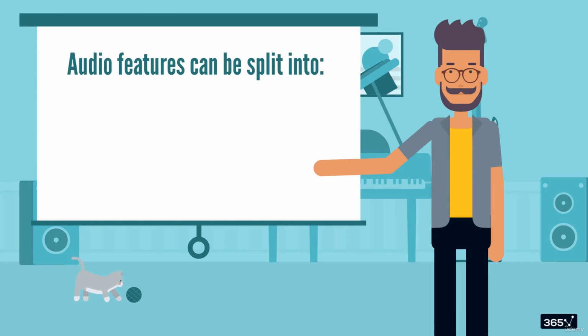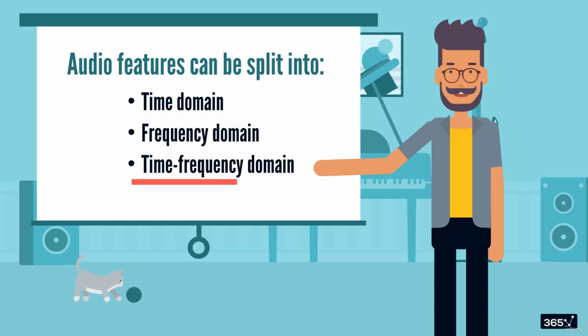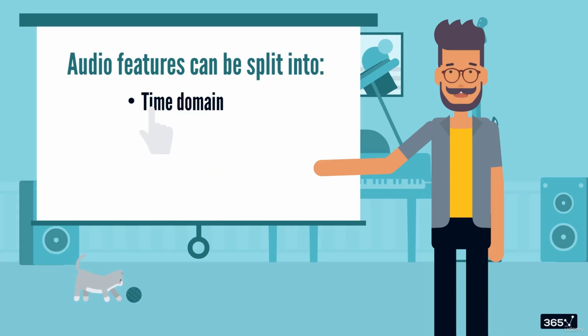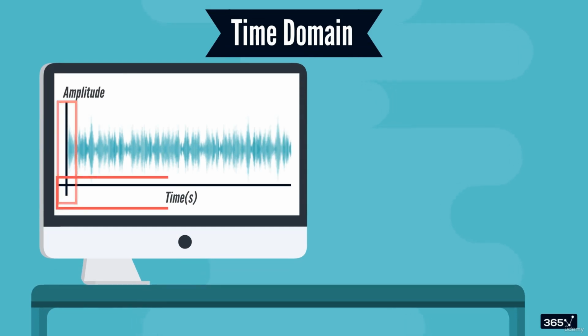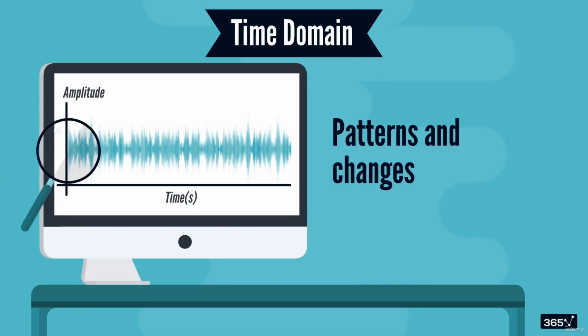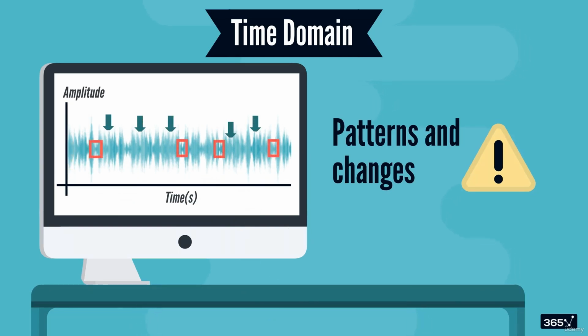Okay, audio features can be split into the following categories: time domain, frequency domain, and time-frequency domain. Each category provides insights and specific purposes in audio signal processing and machine learning tasks. We'll dedicate this lesson to the first category, time domain audio features. Time domain features are extracted directly from the raw audio waveform, examining volume fluctuations over time to discern patterns and changes. This approach reveals crucial information about the sound's behavior, such as its start, stop, and variations in loudness.